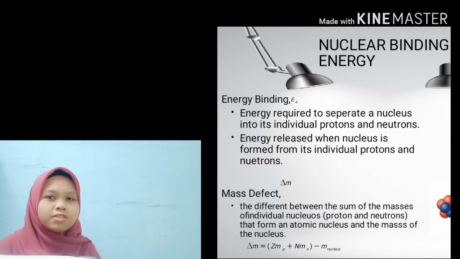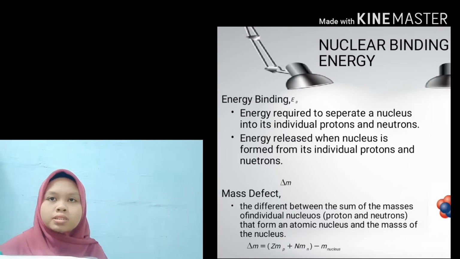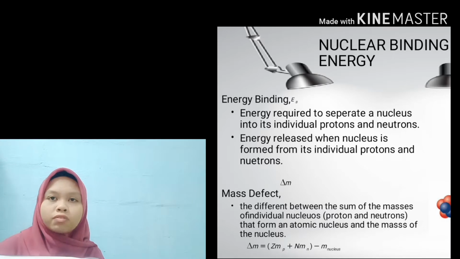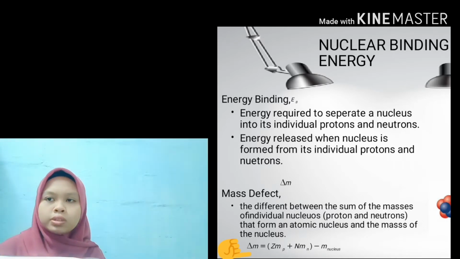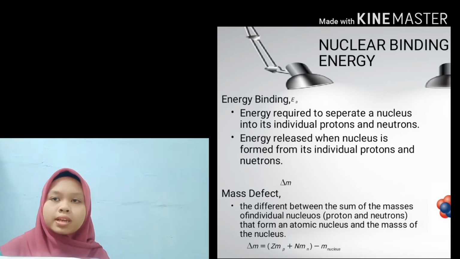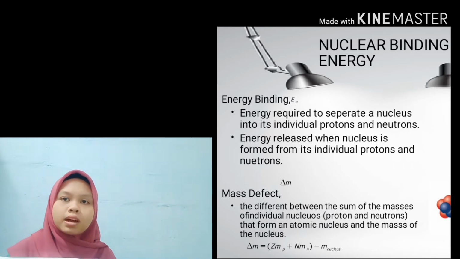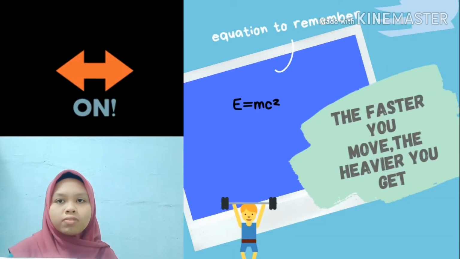So what is mass defect? Mass defect is delta M, the difference between the sum of the masses of the individual nucleons, which are protons and neutrons, that form an atomic nucleus, and the mass of the nucleus. So delta M represents the mass of the binding energy of the nucleus. Recall that energy and mass are related by the equation E equals mc squared, where c is the speed of light.